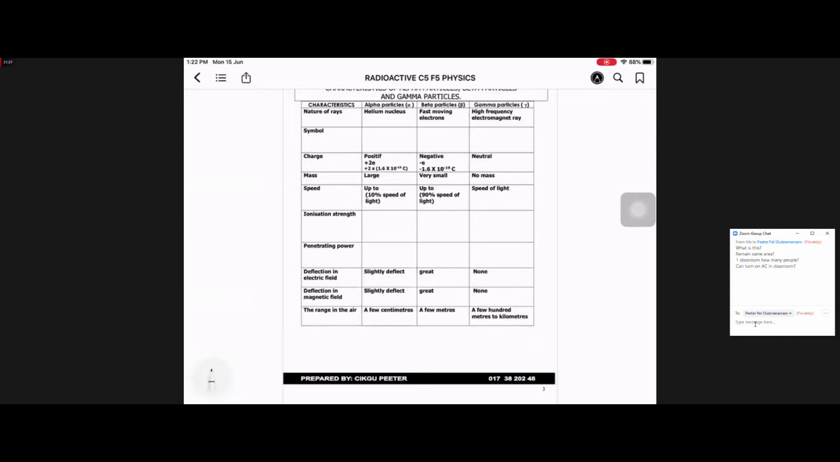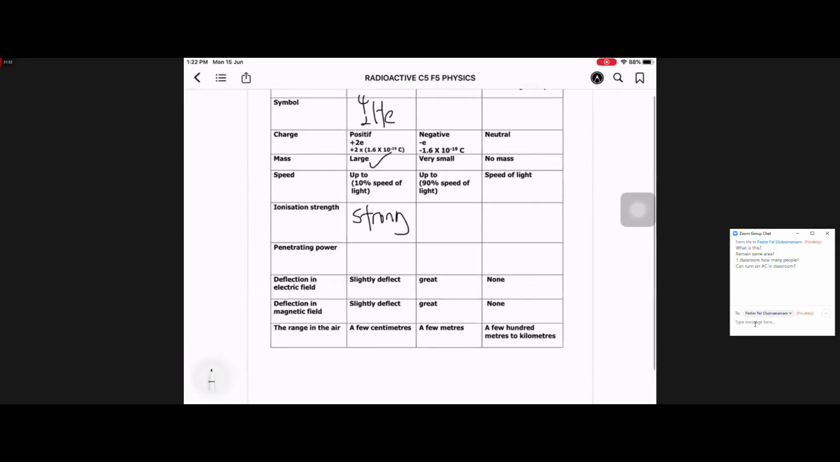Okay, what's happening here? First alpha, it's the nucleus of helium. So write alpha as He 4 2, right? Positive 2 charge. Mass is big. It can move at almost 10% the speed of light. Ionization strength is very strong. Okay, and then, I'm just recapping. Penetrating power, very weak. So it's very difficult to penetrate through any medium. Deflection in electric field, very slightly. Magnetic field also slightly. The range in the air is a few centimeters only.